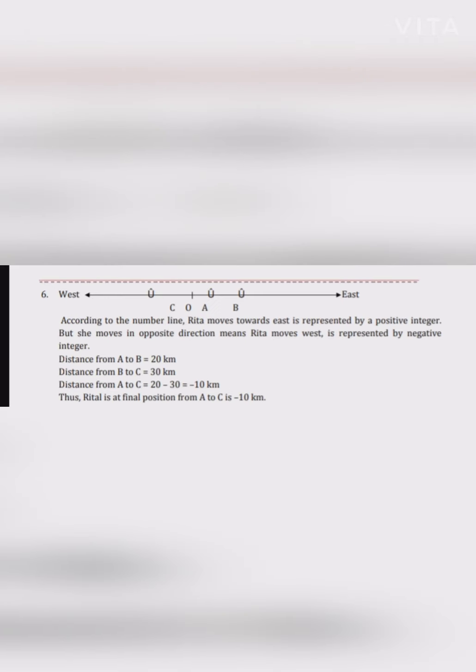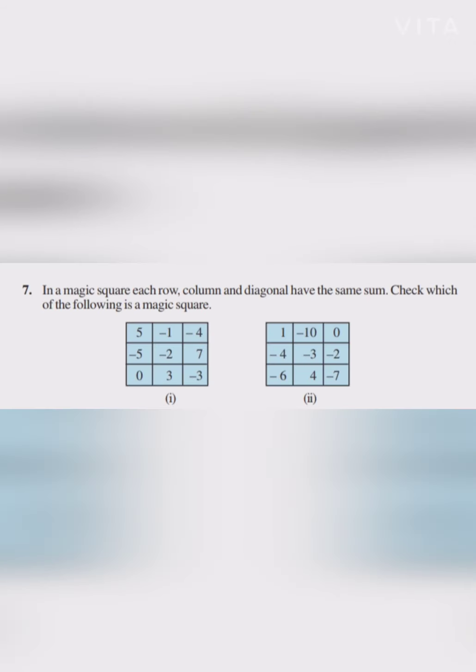According to the number line, Rita moving towards east is represented by a positive integer, but when she moves in the opposite direction, meaning Rita moves west, it is represented by a negative integer. Distance from A to B is 20 km. Distance from B to C is 30 km. Distance from A to C is 20 minus 30, which is minus 10 km. Thus, Rita's final position from A to C is minus 10 km.